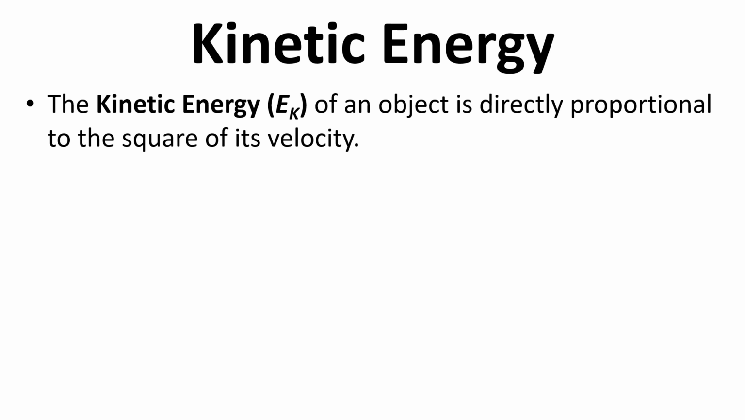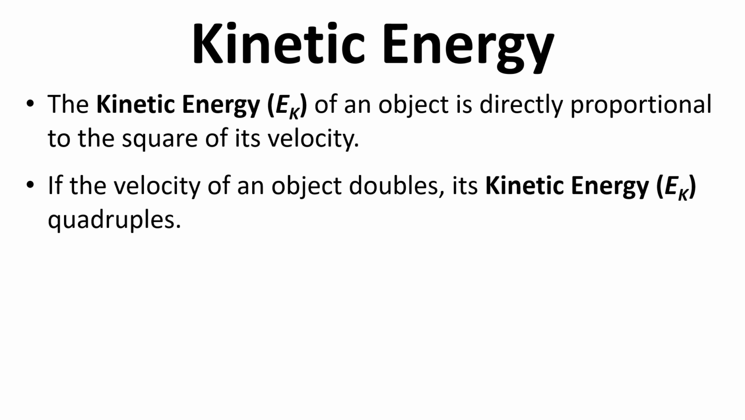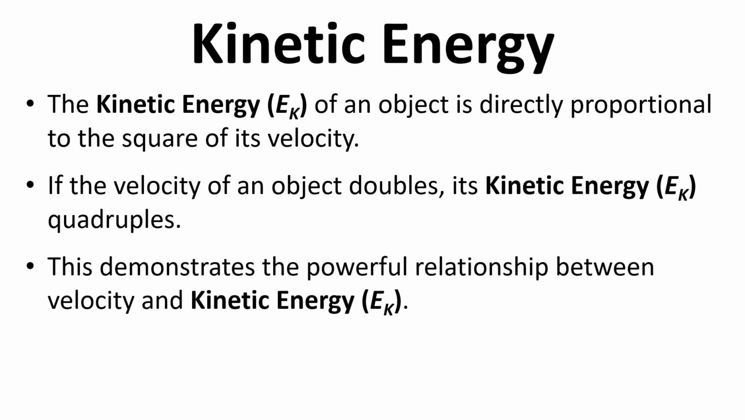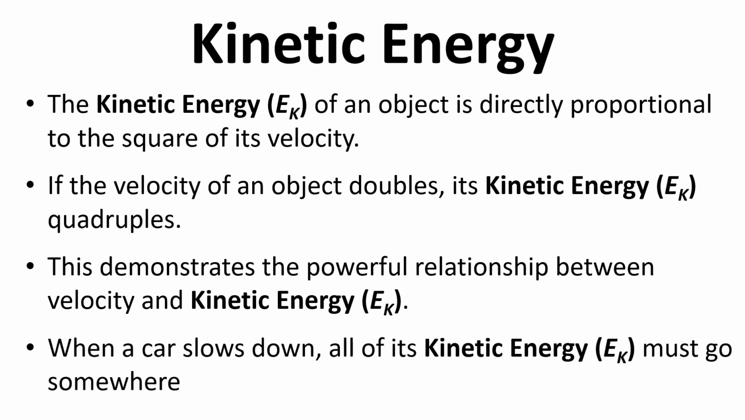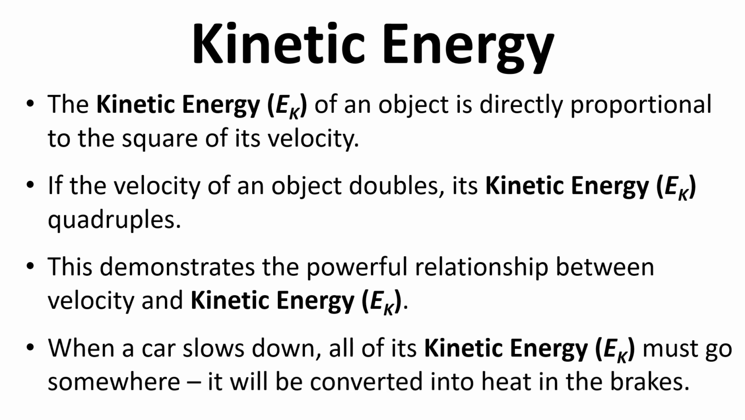So the kinetic energy of an object is directly proportional to the square of its velocity. If the velocity doubles, its kinetic energy quadruples because of that square term, and it demonstrates the powerful relationship between velocity and kinetic energy. So one consequence of this is that when a car slows down and then stops, all of that kinetic energy has to go somewhere, and it will actually be converted into heat in the brakes. So again, because of conservation of energy, that energy has to go somewhere.